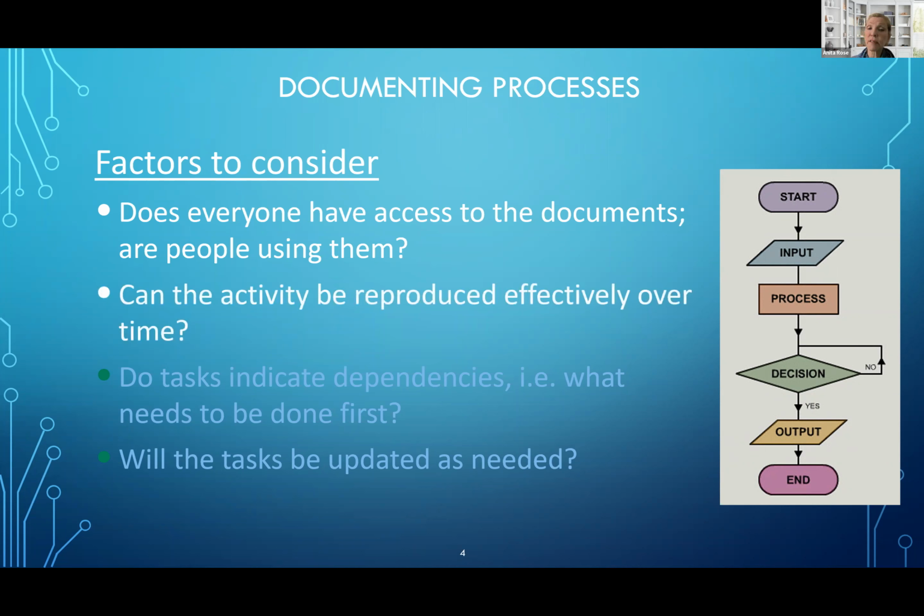Now, activities can be reproduced effectively over time. We want to make sure that there is that standard, consistent method over time. Tasks that indicate dependency on another task, right? So if something needs to be done, what needs to precede it in order to be able to complete that particular process? Also, do updates need to be done? Well, typically with any process, over time, we do need to update that particular process or task.